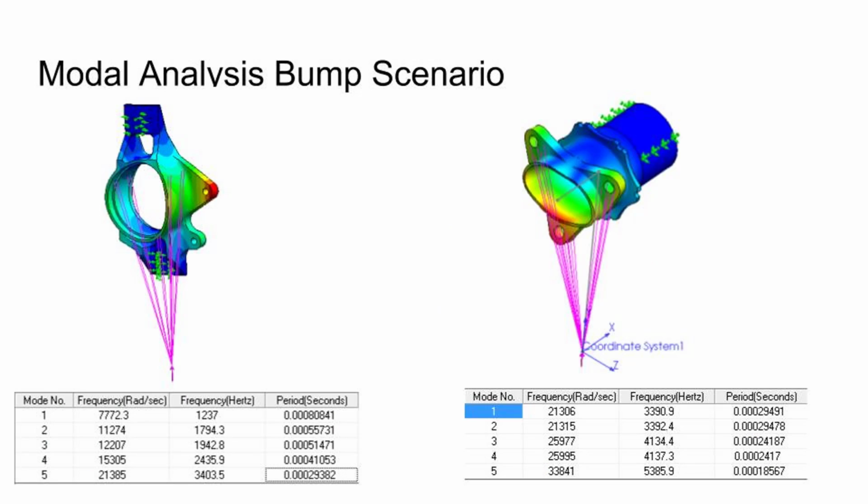Modal analysis was performed on the hub and upright to understand the resonant frequency when going over bumps. The same boundary conditions were used in the frequency study as the static study for the bump scenario. Different shape deformations were obtained for the 5 modes.